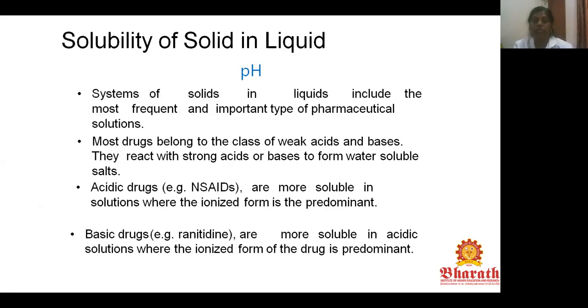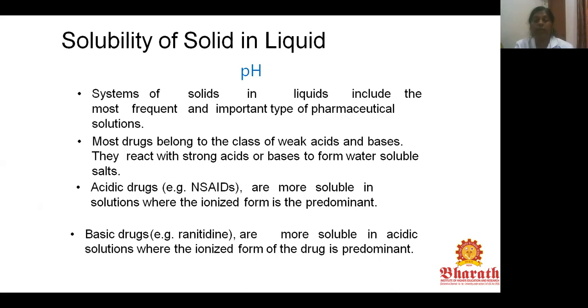Next, pH. So systems of solid in liquid include the most frequent and important type of pharmaceutical solutions. Most drugs belong to the class of weak acids and bases. They react with strong acids or bases to form water soluble salts. So acidic drugs are more soluble in basic solution. Example for acidic drug, NSAIDs, non-steroidal anti-inflammatory drugs, where the ionized form is the predominant one.